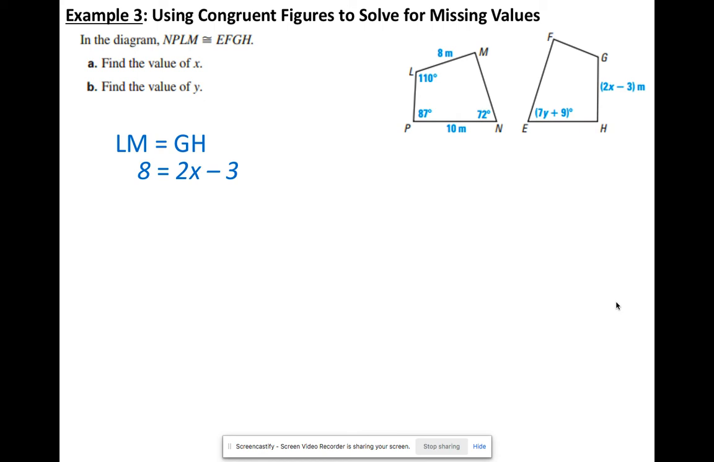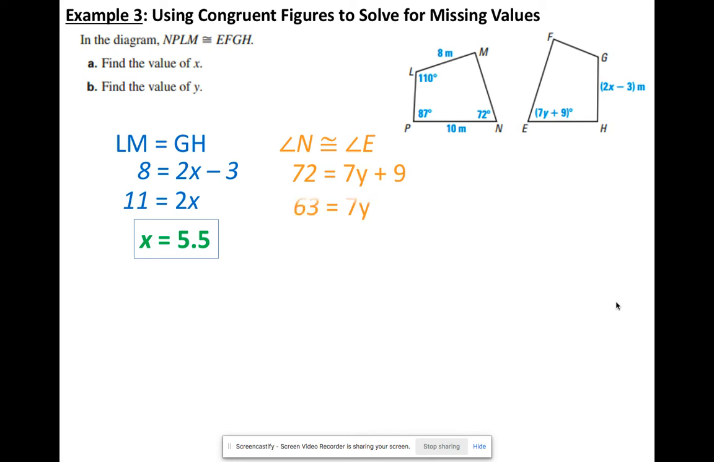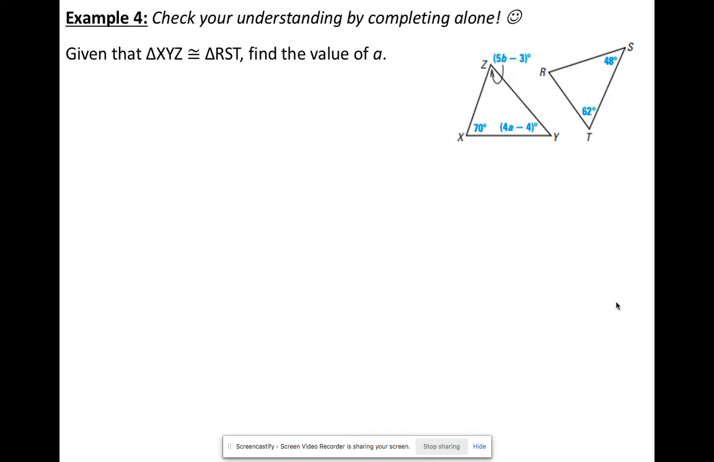We know that line LM is equal to line GH, so put 8 equals 2x minus 3 and solve, and x is going to be 5.5. We can do the exact same thing with y, but with angles. We know that 72 has to equal 7y plus 9. We can subtract 9 and then divide by 7, and y is going to be 9.